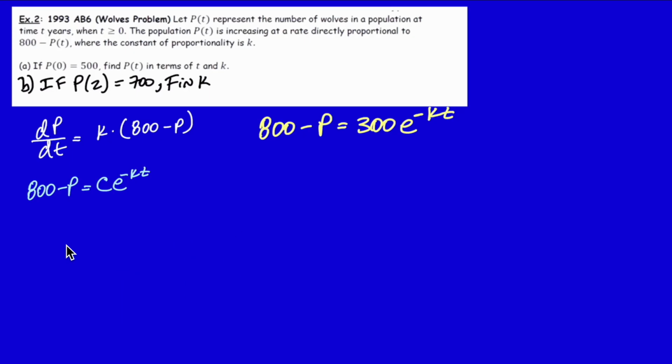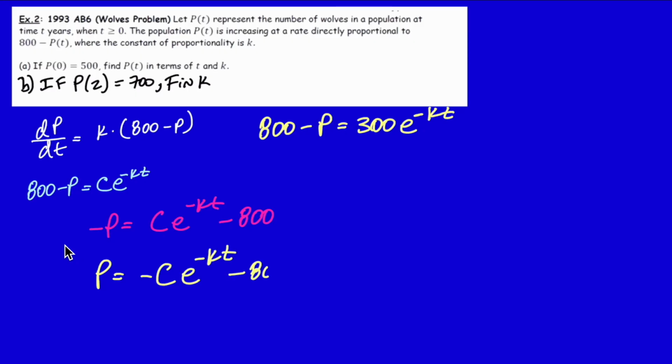Do not do this. Negative p equals c e to the negative kt minus 800, and then multiply through by a negative and change it to p equals negative c e to the negative kt minus 800, and then change that negative c to a positive c e to the negative kt minus 800.